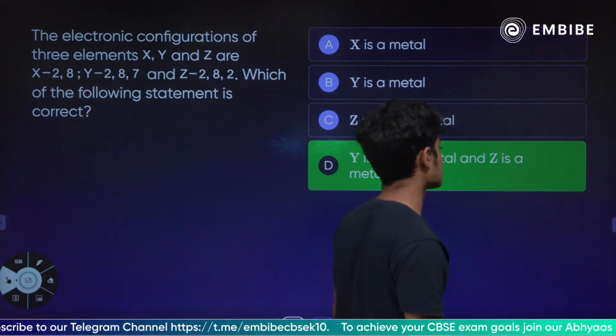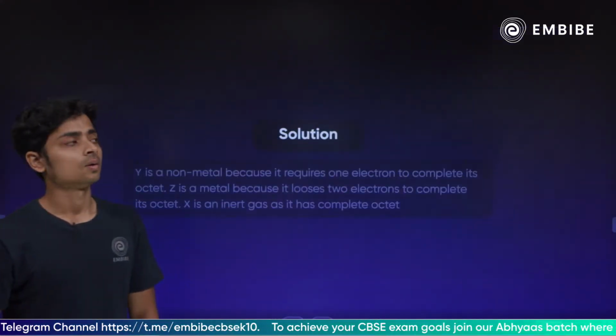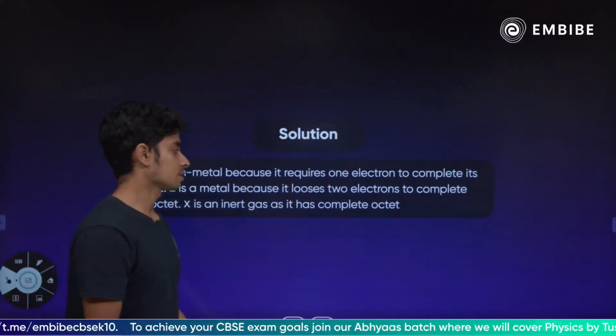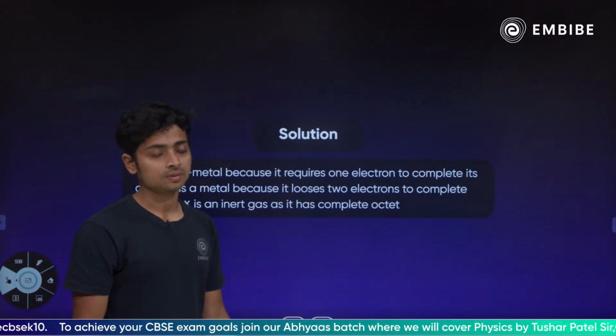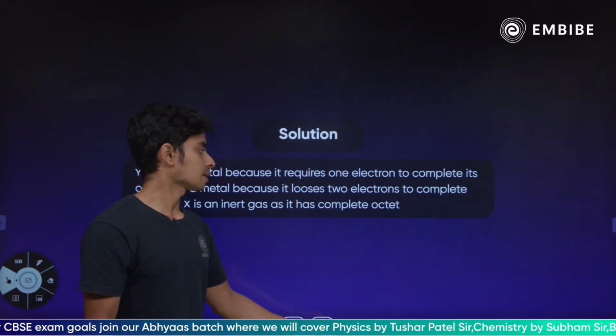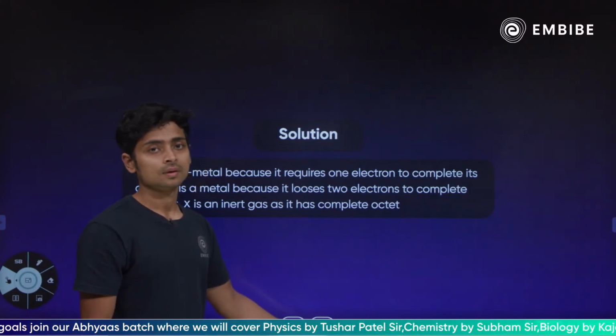So remember, noble gases are your non-metals. They have a complete octet. So basically they reach octet configuration, like in the case of neon and argon.